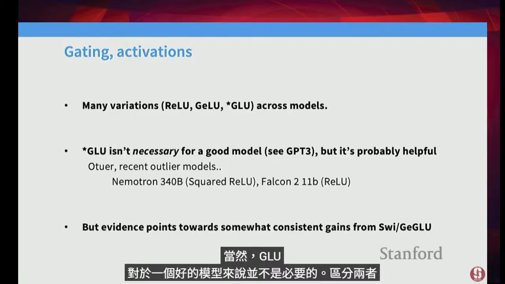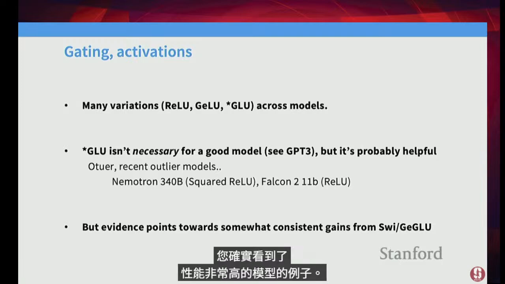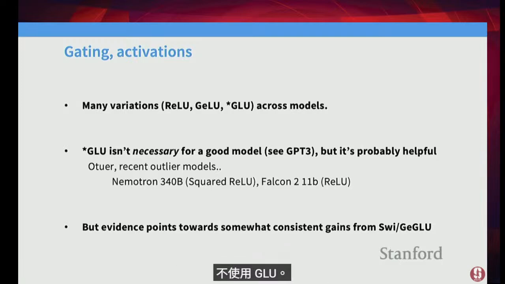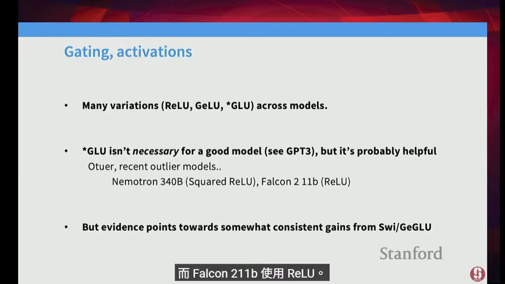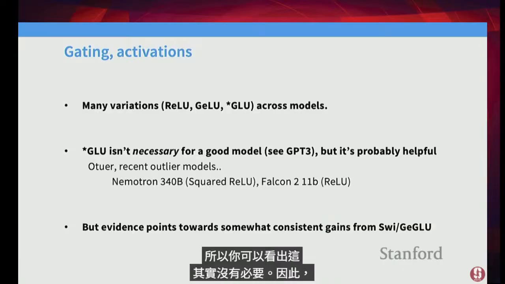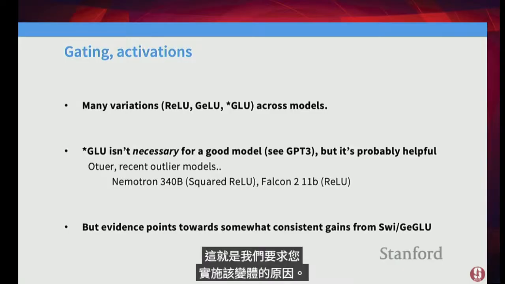Of course, the GLU isn't necessary for a good model. It's important to separate the two, right? Just because it's probably slightly better and everyone does it doesn't mean it's necessary. And you do see examples of very high performance models not using a GLU, like GPT-3. A more recent one, Nemotron 340B, uses a squared ReLU, which I had not seen before, and Falcon 211B uses a ReLU. Both of those are relatively high performance models, so you can see that it's not really necessary. And so, evidence does point towards consistent gains from SwiGLU and GeGLU, and that's why we ask you to implement exactly that variant. Cool.